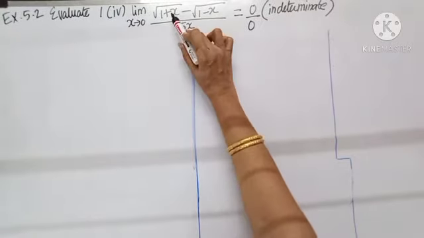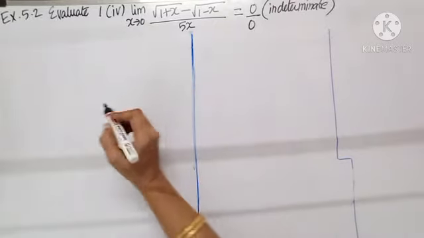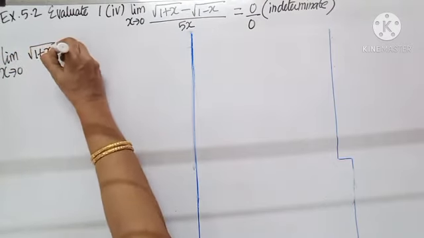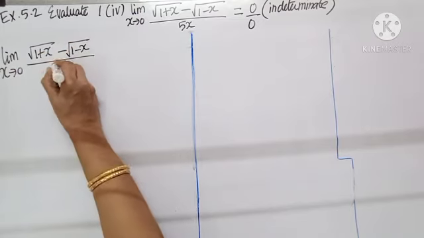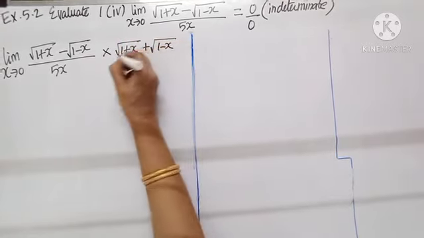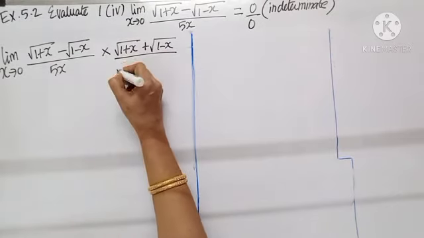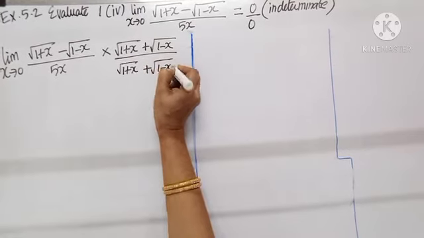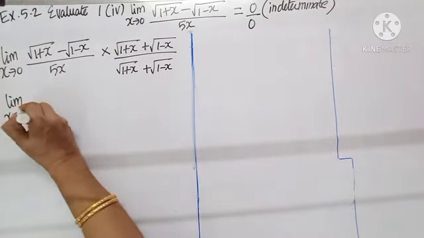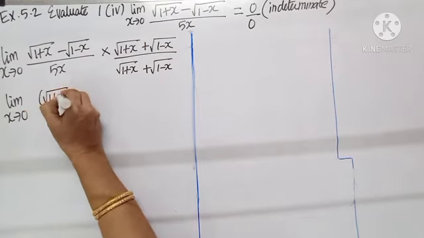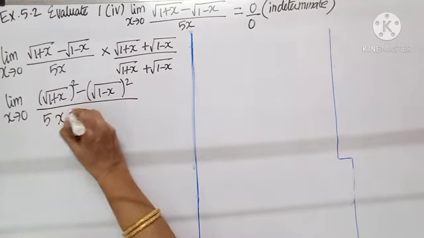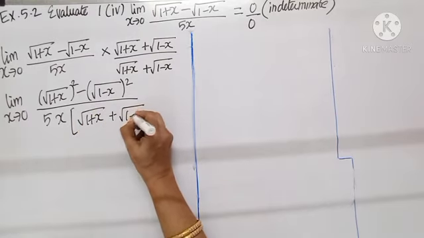Whenever root symbol comes, remember the technique: multiplying and dividing by the conjugate. So the given question is limit x tends to 0, root of 1 plus x minus root of 1 minus x by 5x. Multiply and divide by the conjugate. What do you mean by conjugate? If they give you minus in the middle, you put plus. We multiply, we divide, so the answer is unaltered. The next step: numerator becomes a plus b into a minus b, it is a square minus b square. Denominator: 5x root of 1 plus x plus root of 1 minus x.